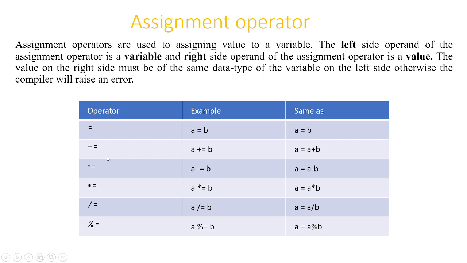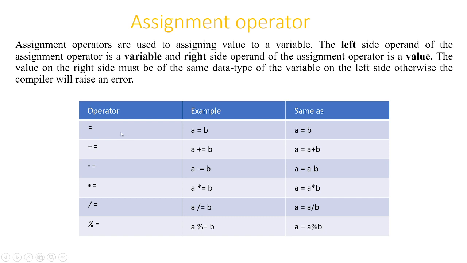Now let us see the assignment operator. A single equals sign is used as the assignment operator. That means whatever is on the right hand side value is assigned, that is moved, to the left hand side variable. Say for example, a is equal to b. Whatever value is in b is moved to a. So a and b are the same.